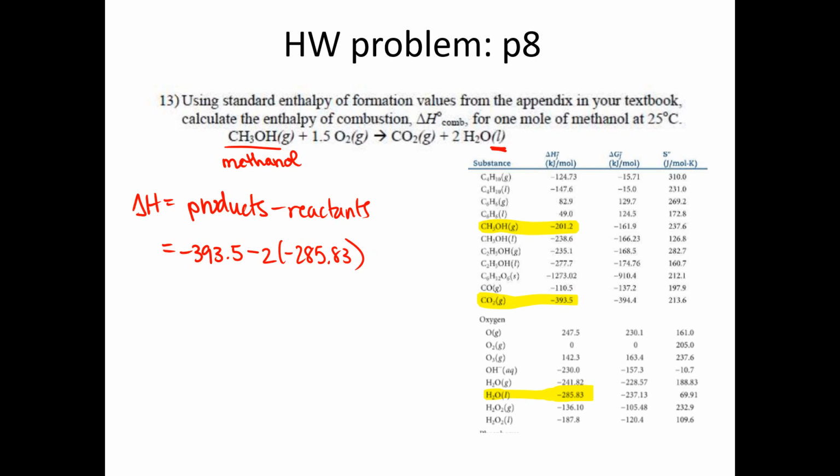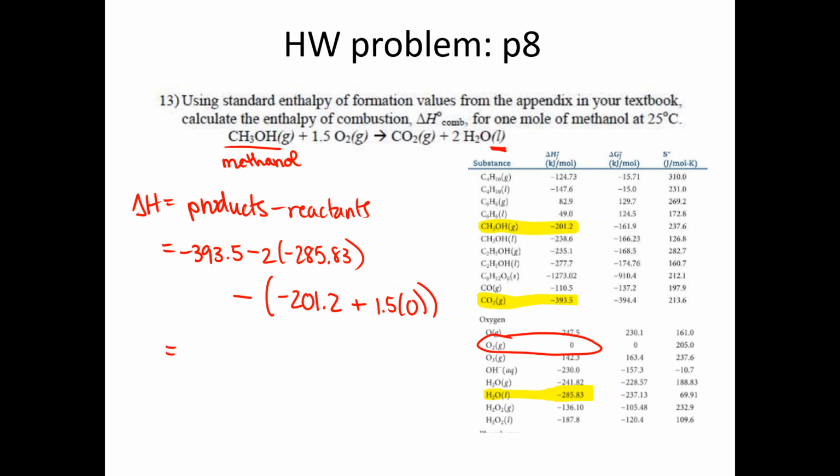And then I'm going to subtract from that the reactants. So methanol gas is negative 201.2. And then oxygen is not, well, actually it is right here. But a lot of times you wouldn't be given the value for something like oxygen because you're expected to recognize that it is an element in its standard state. So you would take 1.5 times 0, which is just 0.